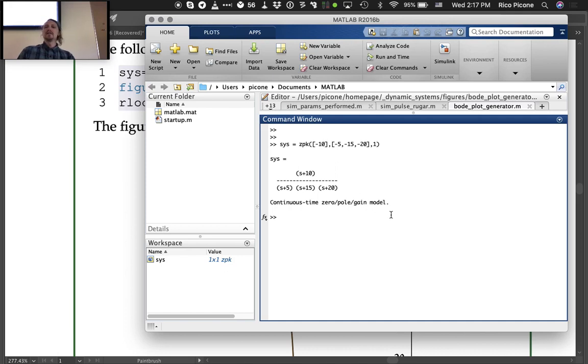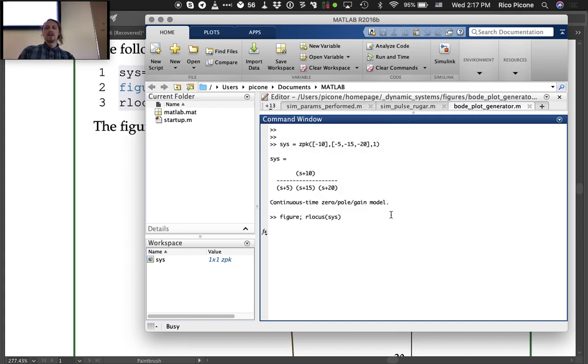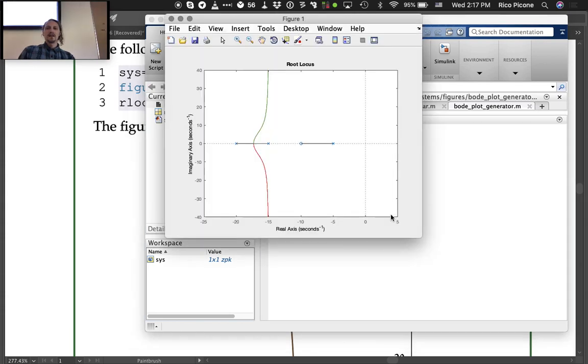All right, so there was our zpk command. That's easy. And then figure, rlocus, and there's our root locus. Nice, huh? Pretty easy to do. Just grab our data cursor here and we'll pop it on there. So let's interpret this for just a moment. I hope you guys can see that okay. I know the font's kind of small. I don't know of any way to make it bigger.